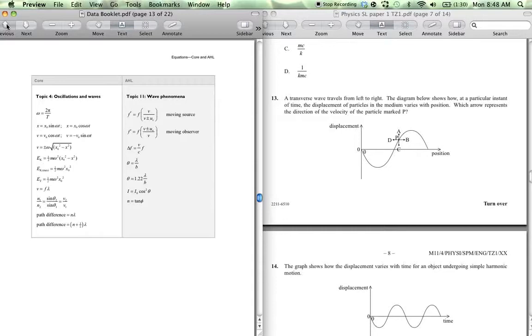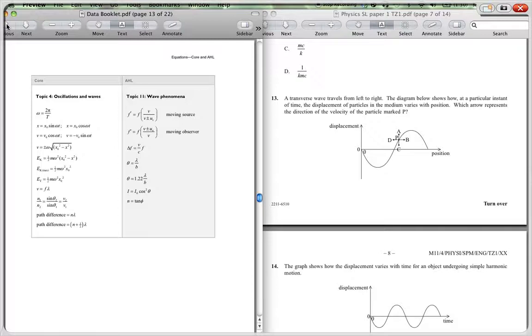Okay, so we have a transverse wave that travels from left to right. So we are moving in that direction. The diagram below shows how, at a particular instant in time, the displacement of particles in the medium varies with position. Which arrow represents the direction of the velocity of the particle marked P?